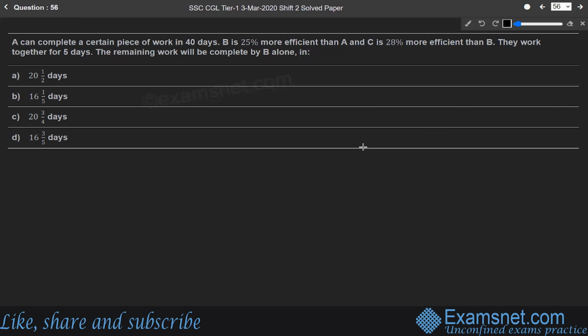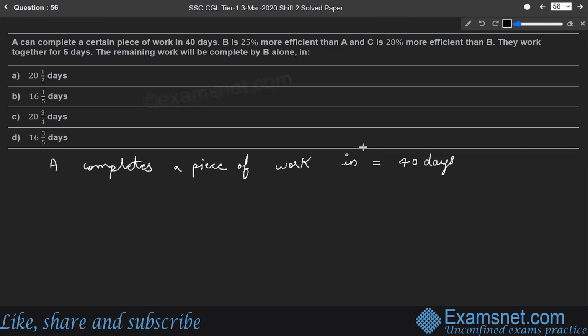So firstly, let us look at the first part. It is given that A can complete a certain piece of work in 40 days. So we can write it: A completes a piece of work in 40 days.